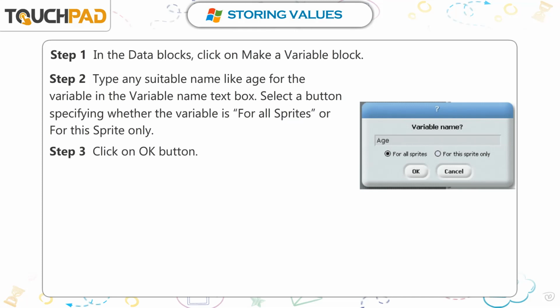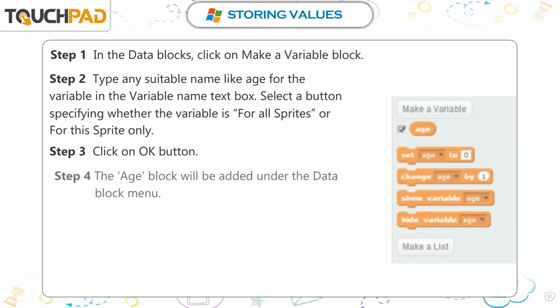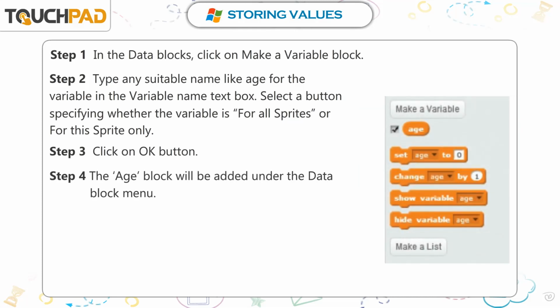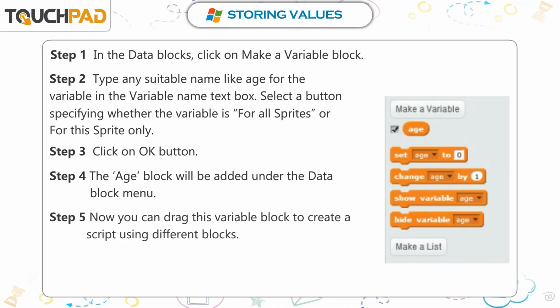Step 3. Click on OK button. Step 4. The age block will be added under the data block menu. Step 5. Now you can drag this variable block to create a script using different blocks. Step 6. Click on the green flag to run the script.